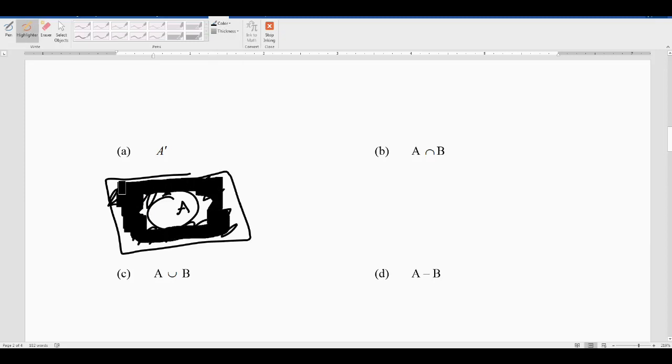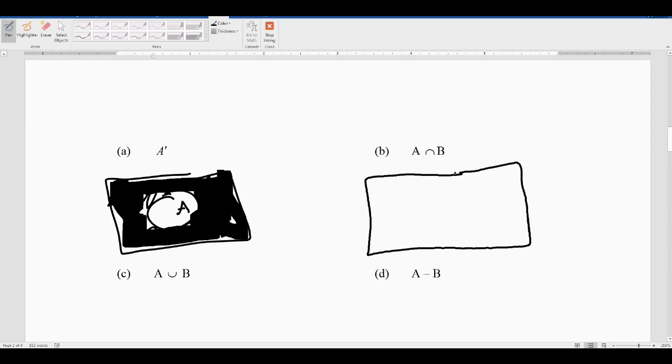Everything outside of it. I like playing with my colors. See that? You get the idea, right? Now for A intersect B, draw a rectangle. I want these two to overlap. Column A and column B. Where the intersection, that's what that means, intersection, where they overlap, right in there.